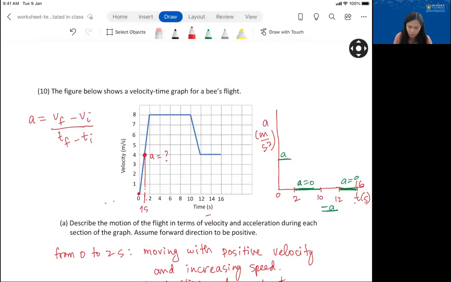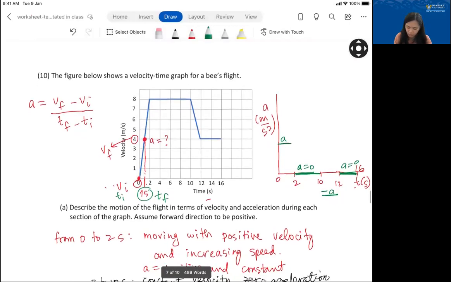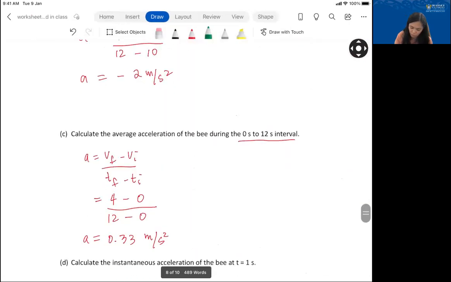along the line. So let me take these 2 points between 0 and 1 second, so that 4 meters per second will be my VF. Okay, 0 will be my VI. 1 second will be my final time, and initial time will be 0 seconds. And let's find the acceleration. So VF is 4 and 0 and 1. So VF is 4.